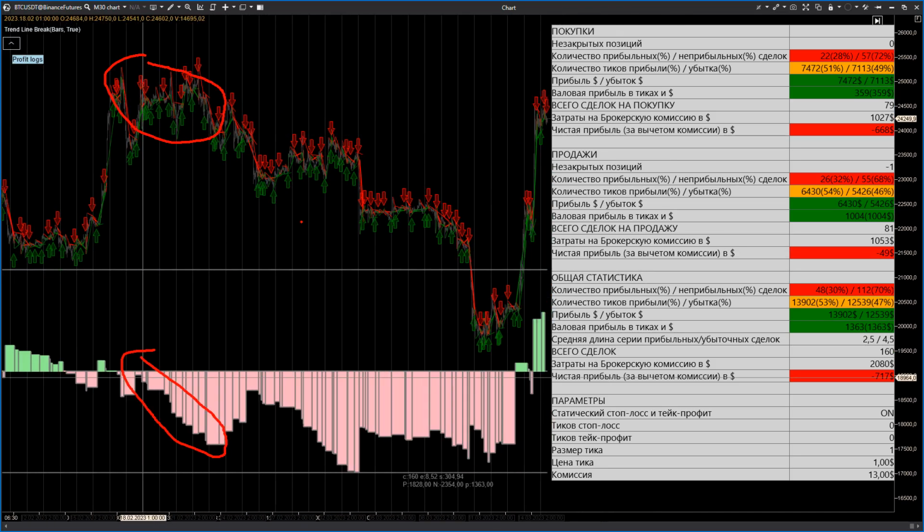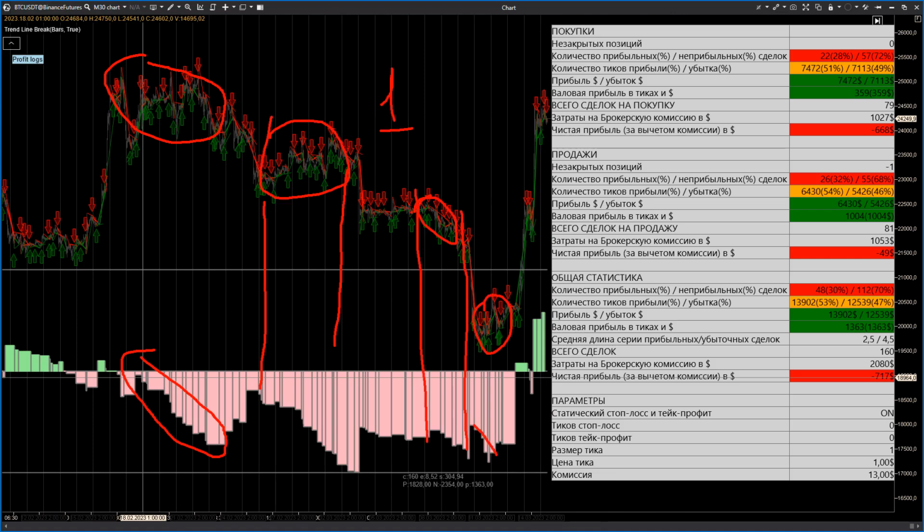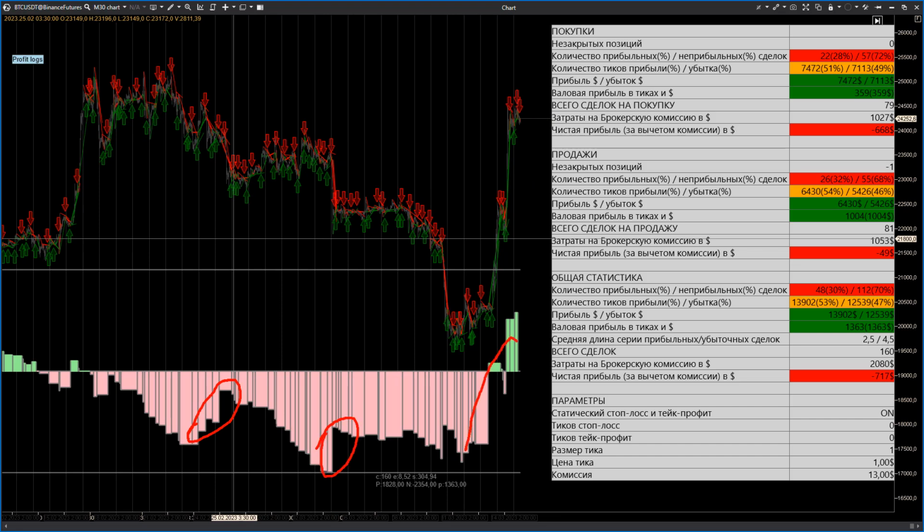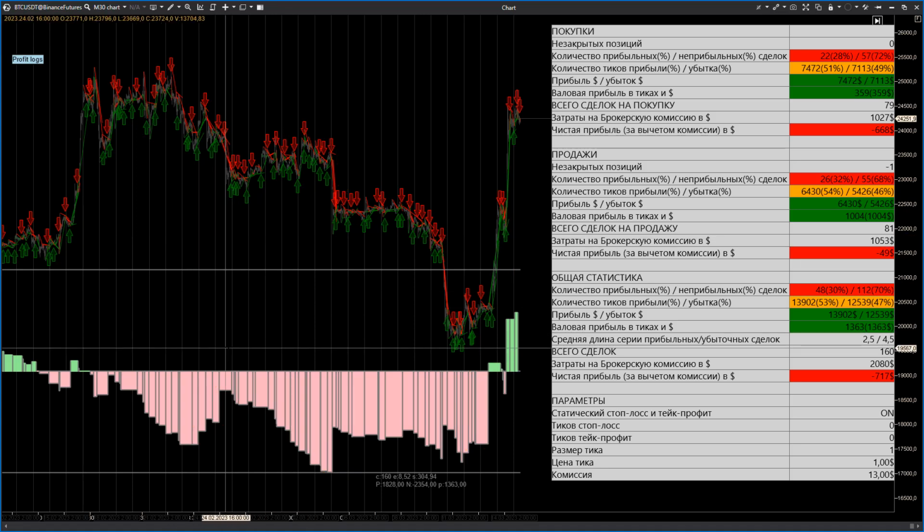The first thing that catches your eye is the trend lines merge the deposit in flats, but the bursts of profits are in trends. That is, if you have a system that allows you to identify flats at early stages and notice approaching trends, then most likely breakouts of trend lines will bring more profit than losses.